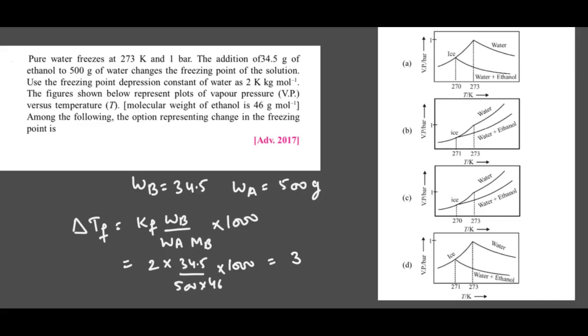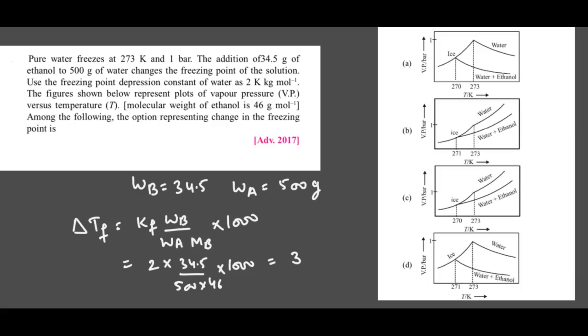So out of the 4 graphs given, you have to select the one which is showing the depression of 3. You can see that this can be observed in the first graph, because 270 and 273, the difference is 3. Similarly, it can be seen in the third graph also. That means A and C, both of these graphs are showing the depression of 3 degrees.